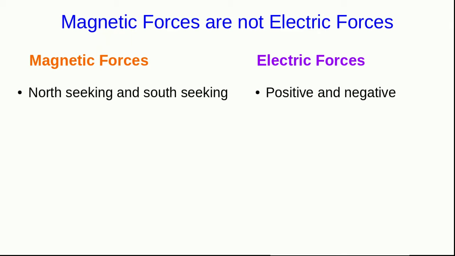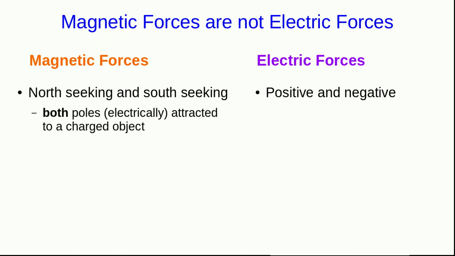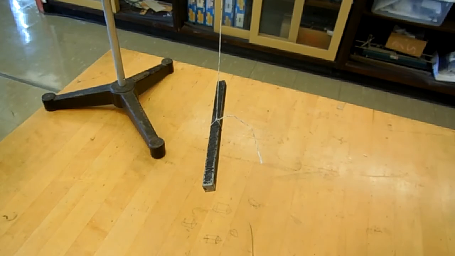Magnetic forces are exerted by poles, and there are two types of poles, north-seeking and south-seeking, and like poles repel and unlike poles attract, just like the way positive and negative charges interact. However, note that both poles of a magnet are attracted to a charged object.